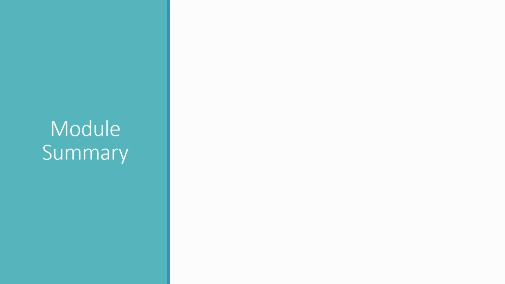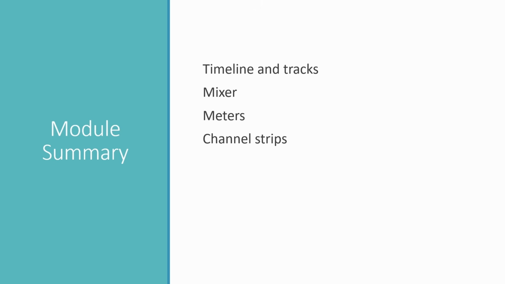So that brings us to the end of this module. We learned about the timeline and tracks area of the Fairlight page where we place our clips. We learned about the mixer where we can adjust the volume of tracks and other track level items such as panning. We learned about the meters section where we can quickly see how loud all of our tracks are. We learned about all the different things we can do in the channel strips and the fact that we have a channel strip for each track. We saw some basic ways of organizing tracks, including setting a track color.